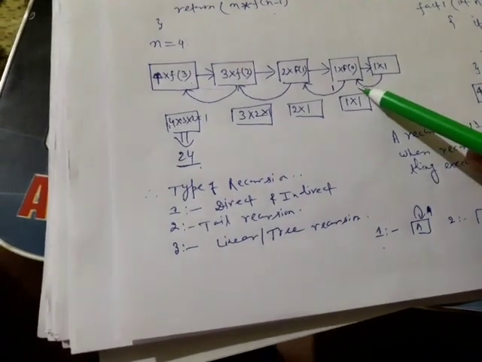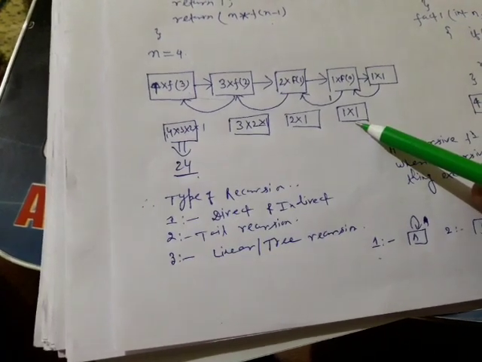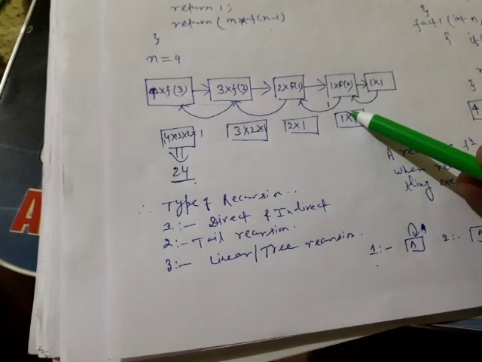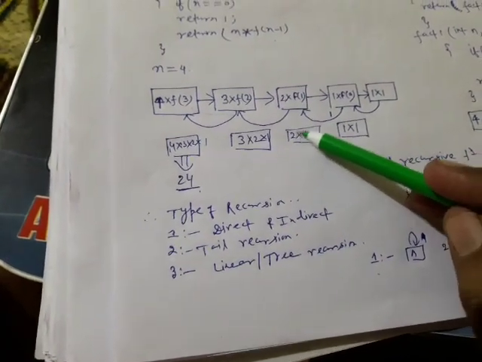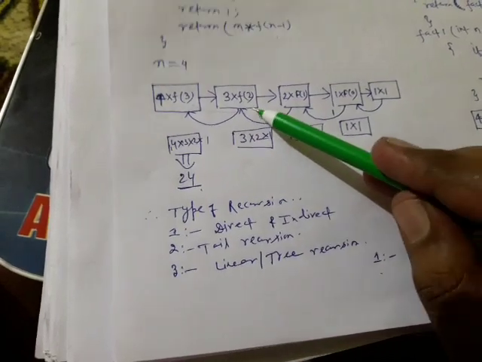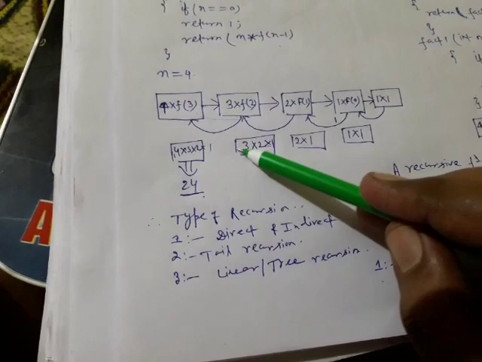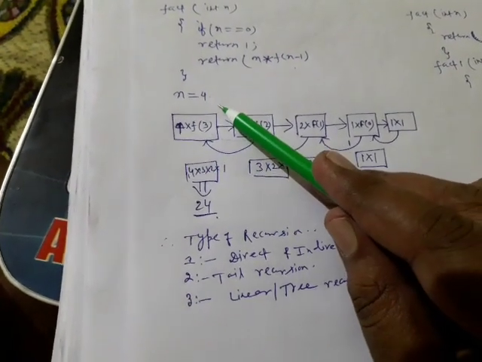When 1 is returned, it puts the value of f0 equal to 1, so it becomes 1 into 1. Whatever the value of this is, it will be put here because this is the value of f1. So 2 into 1 will be calculated here. Now this value will be put into f2. In this way it will be calculated, and finally you get 24 for n equal to 4.